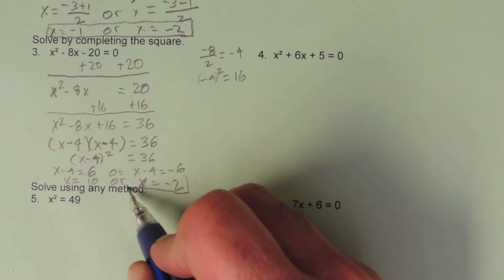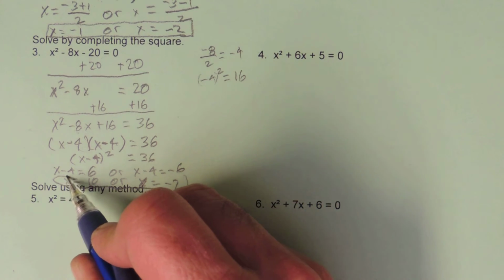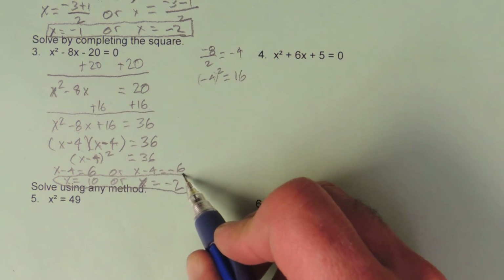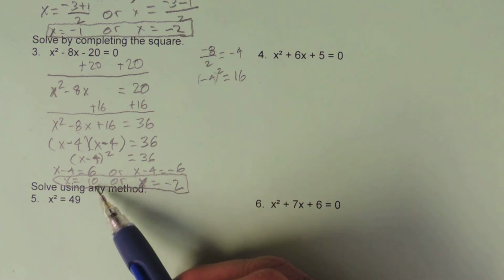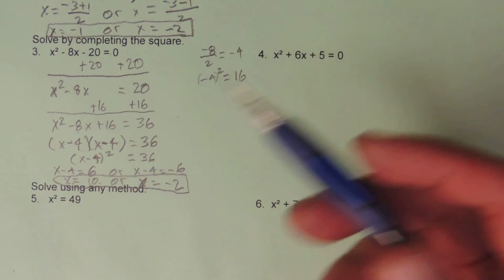Just like I did with the quadratic formula, I can go back and check. Plug these numbers into this equation. You should get 0.